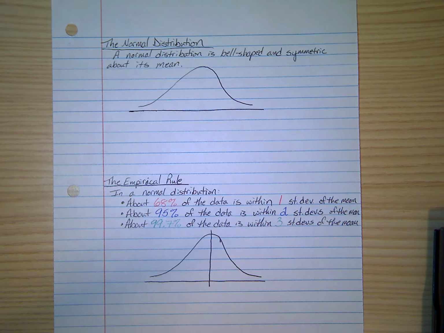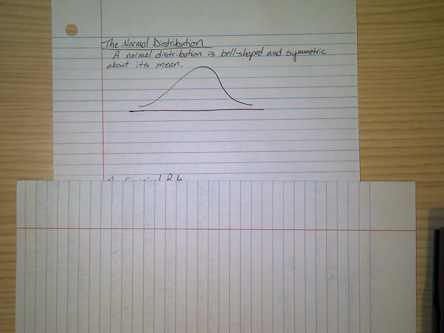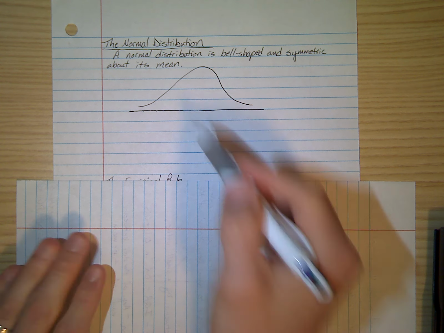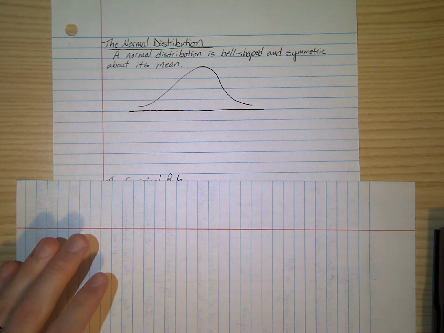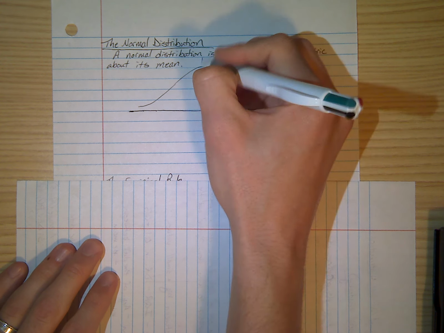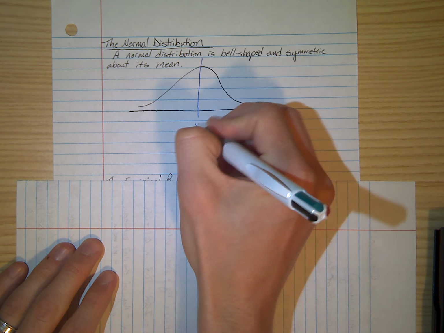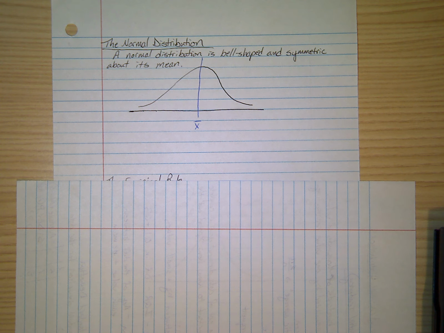Now, moving into the next thing, which is called normal distribution. A normal distribution is a bell-shaped set of data. It's symmetric about its mean. You've heard the bell curve, I'm sure. So that's what a normal distribution looks like. It is symmetric about its mean.